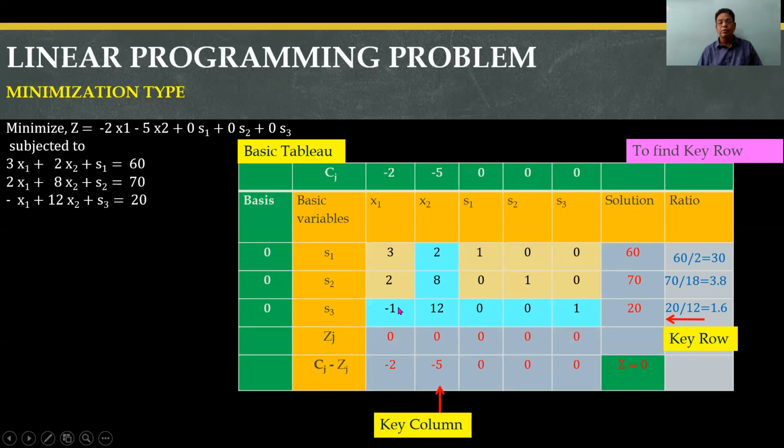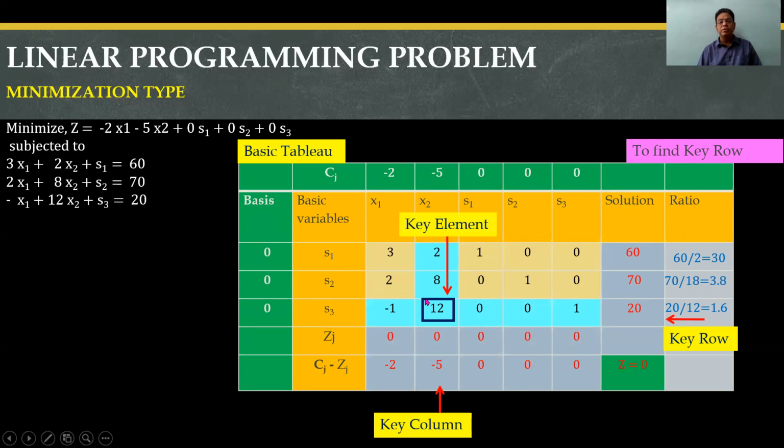Now this is the key row, this is the key column. Intersection of key row and key column is called the key element. So 12 is the key element. Now we have identified that X2 will enter the basic variables in the solution. S3 will leave the basic. So instead of S3, we will write X2.